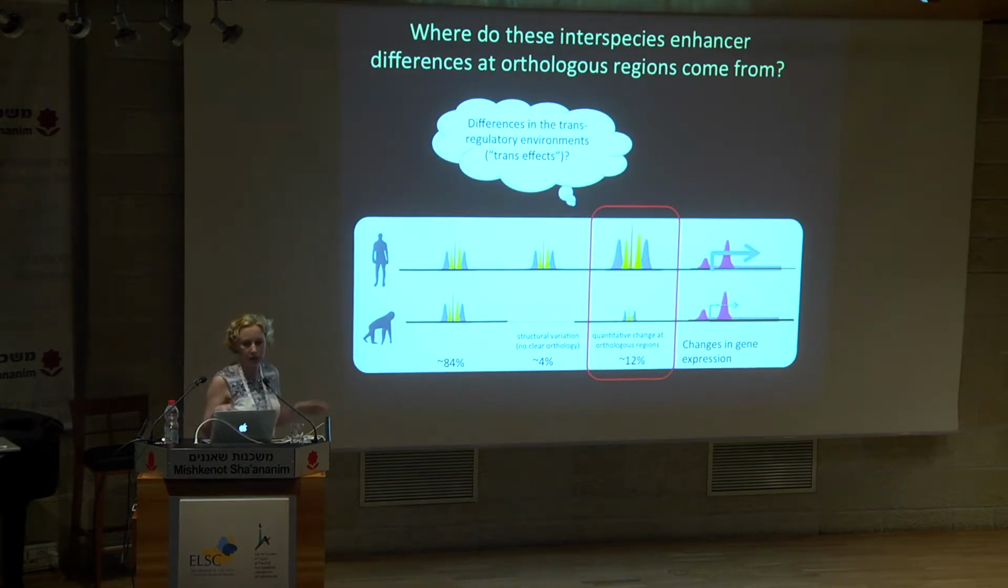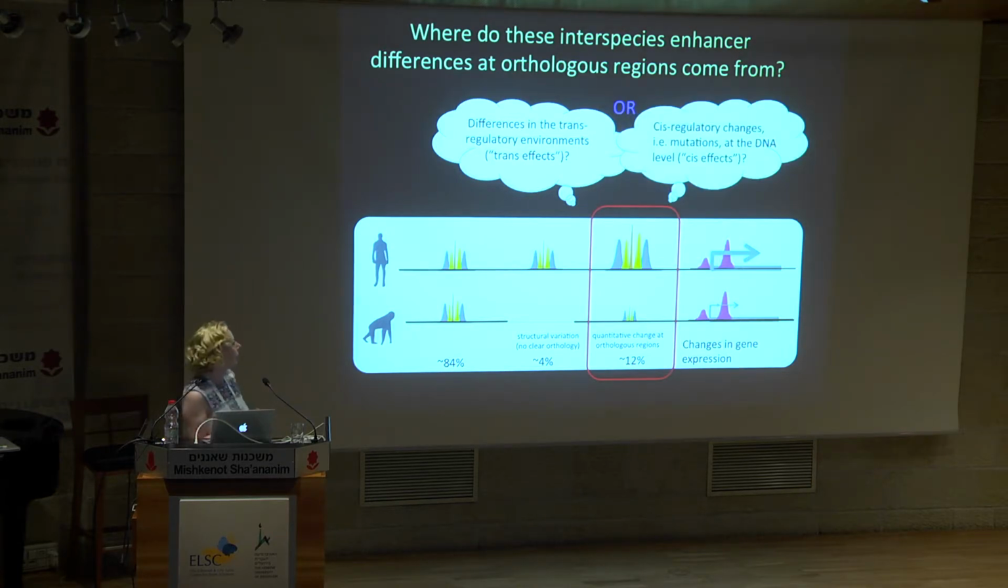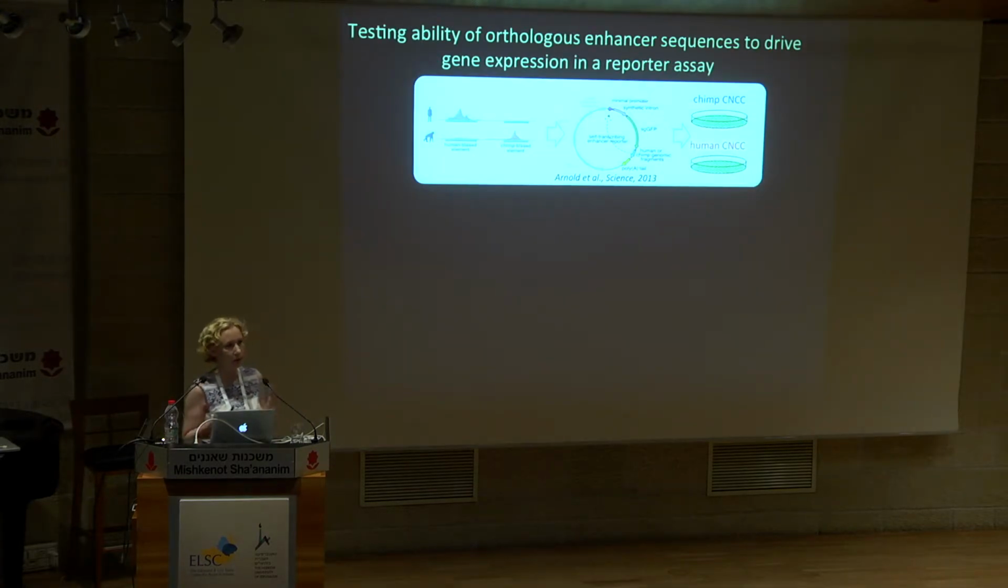Are these differences due to difference in the transregulatory environments of the human and chimpanzee neural crest, namely differences in transcription factor networks and other layers of regulation, or maybe we haven't even staged these cells properly? Or are these due to cisregulatory changes, meaning differences in enhancers themselves? So to distinguish between these two possibilities, we used a derivative of the STARR-seq approach.